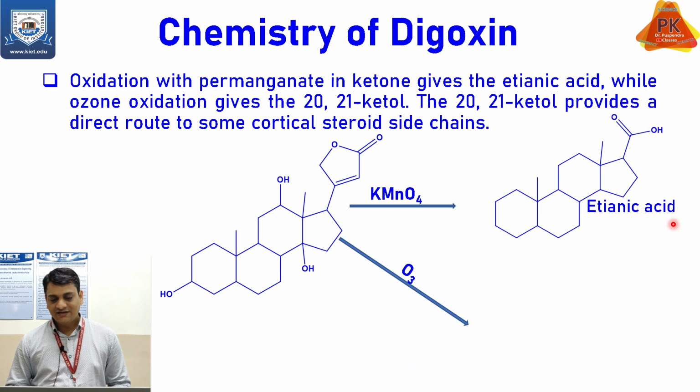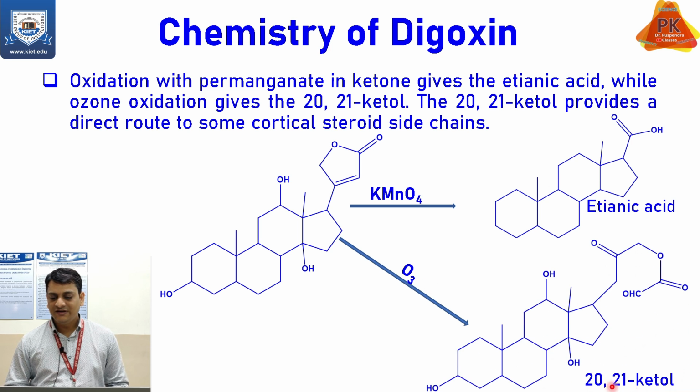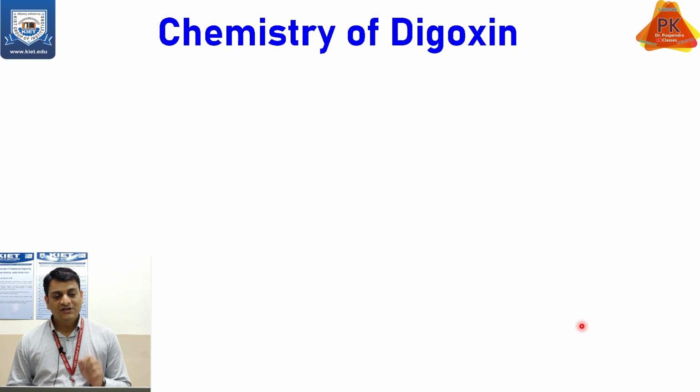Now in the second step, if we oxidize this digoxin by using ozone, that is O3, then it will be converted into the form of 2021 ketol, and here it is written that the 2021 ketol provides a direct route to some cortical steroid side chain, means by using this structure or by this path some cortical steroid can be synthesized. Now coming to the next step.